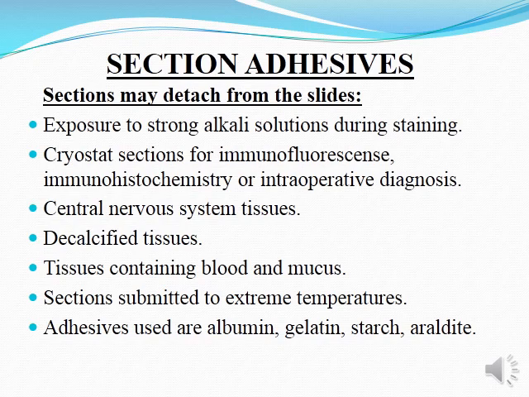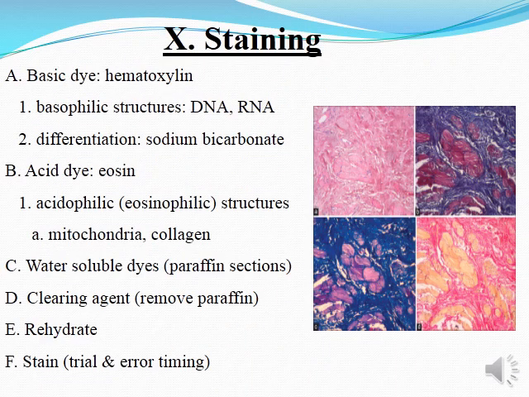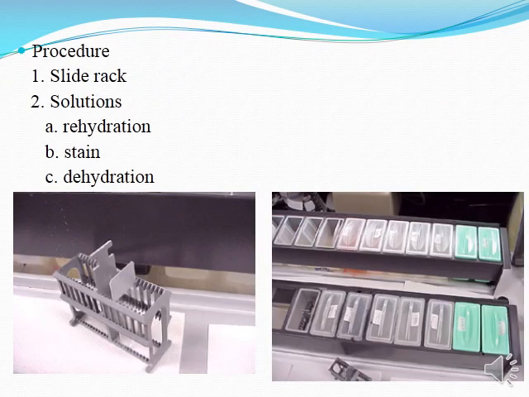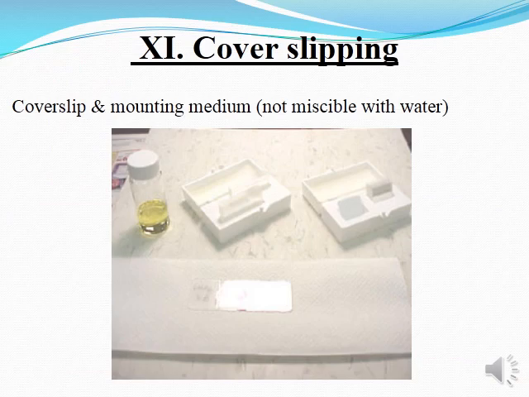Section adhesives can be used. For staining, you can use hematoxylin and eosin staining or any other special staining. Next, after that, a coverslip and mounting medium.